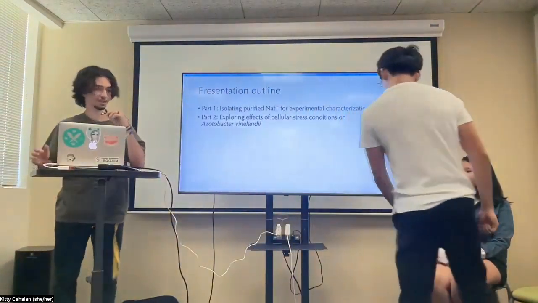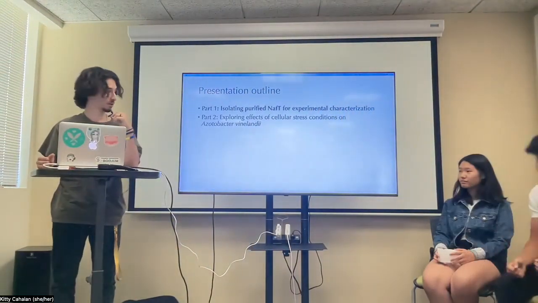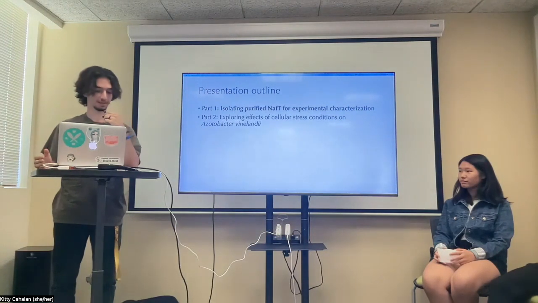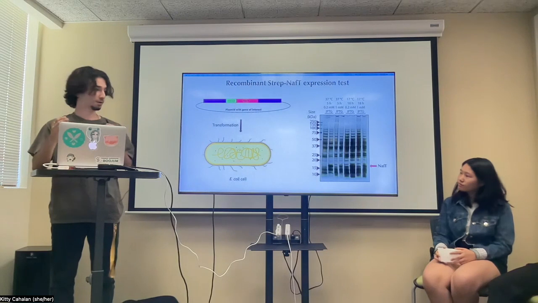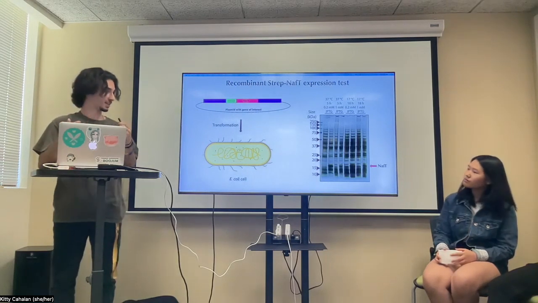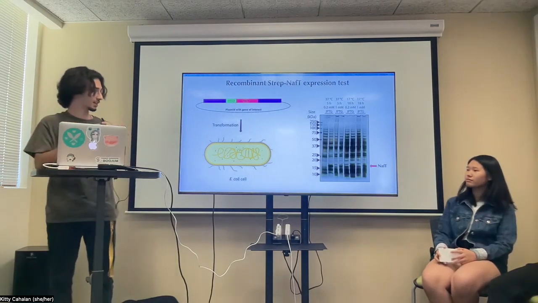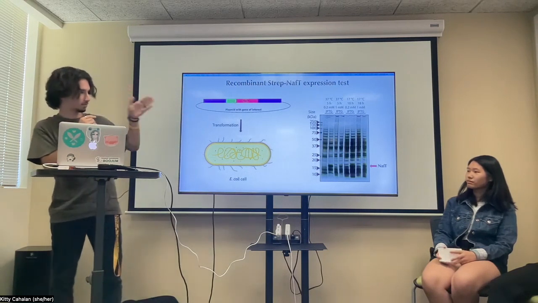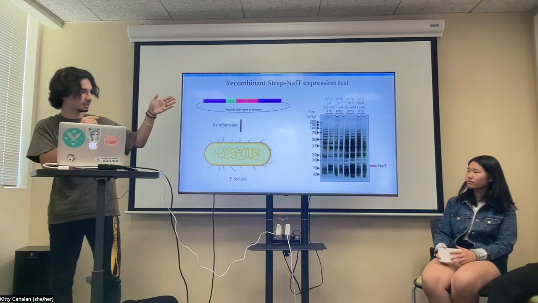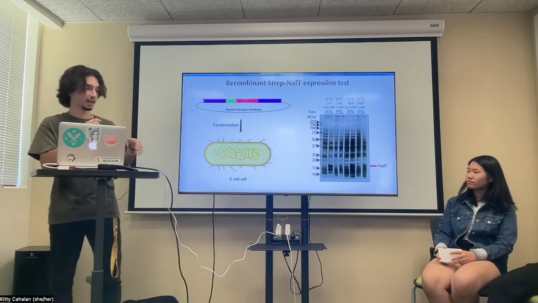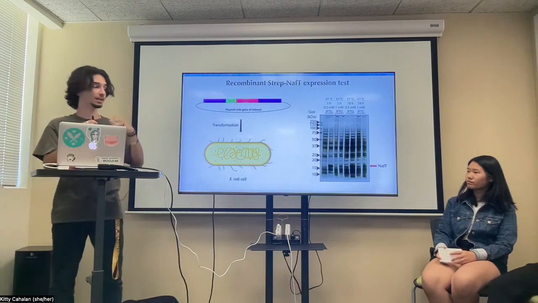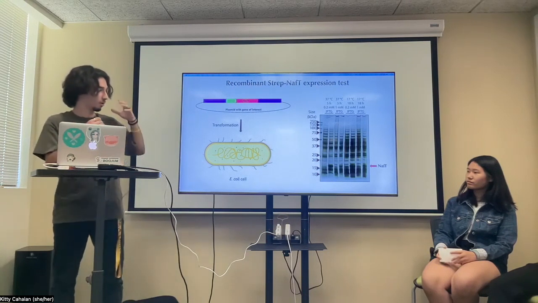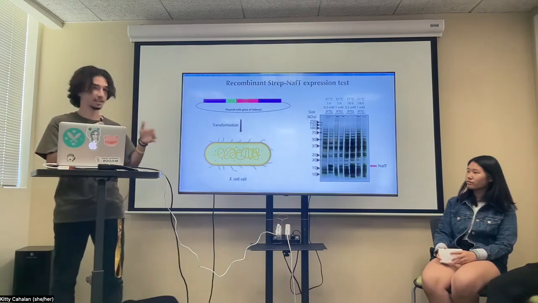So our presentation is going to have two parts, and the first part is isolating purified NAFT for experimental characterization. In order to further analyze NAFT, we need a lot of NAFT, and how we did this was a plasmid that coded for NAFT. We transformed it into E. coli, and we did this by heat shocking the E. coli to make the membrane permeable, and then we exposed it to NAFT, so the E. coli now has NAFT inside of it.